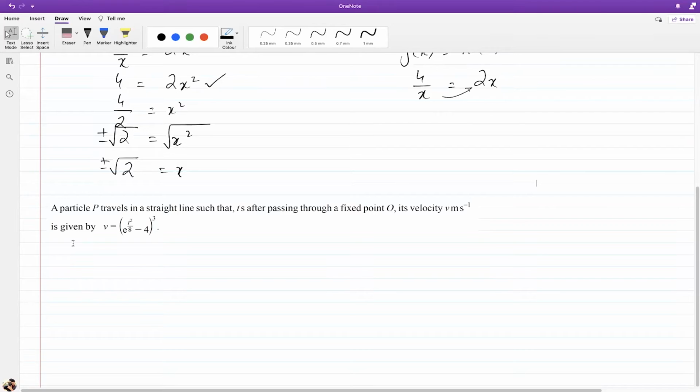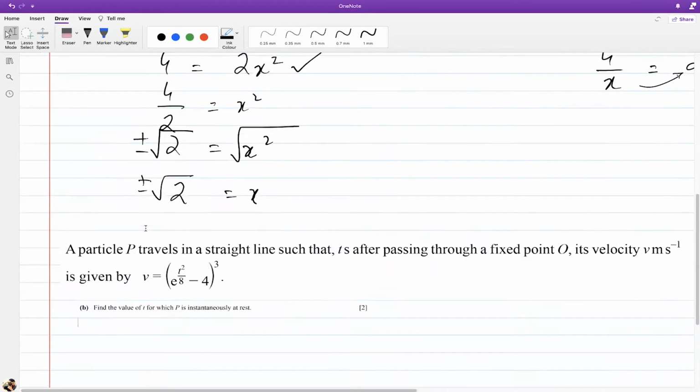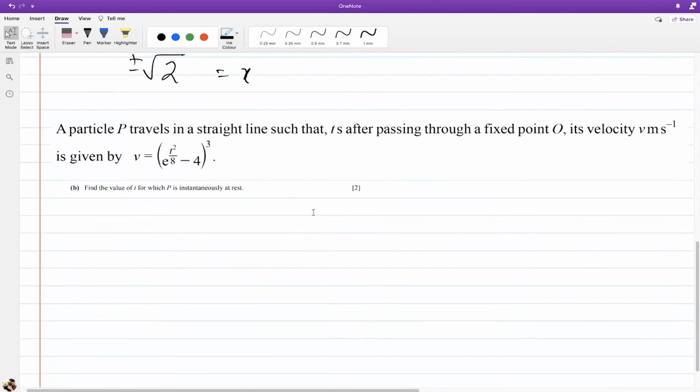Right, so the function is given and the B part says find the value of t for which p is instantaneously at rest. Now we have velocity. The velocity function is given, and we want to find the value of t for which p is instantaneously at rest. Instantaneously at rest means that the value of velocity is 0. So we just put v equal to 0.